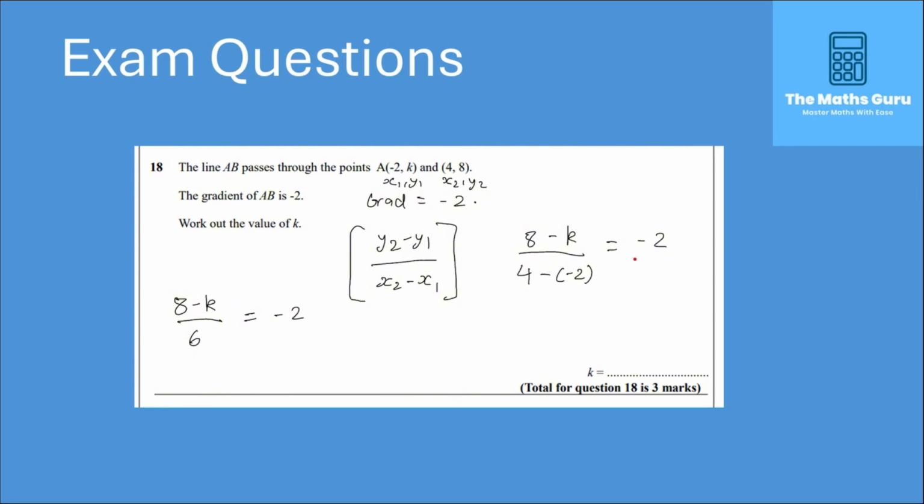Now, if you don't know how to move to the next step, I strongly advise you to go to previous videos in the series where I really break down the know-how of doing this type of working out. But what we do is we times through by 6 on both sides, so we get 8 minus k is equal to minus 12. Now, what we're going to do in this case is minus 8 through both sides. So we get minus k is equal to minus 12 minus 8. Minus k is then going to be equal to minus 20. We times through by minus 1 and get k is equal to 20.